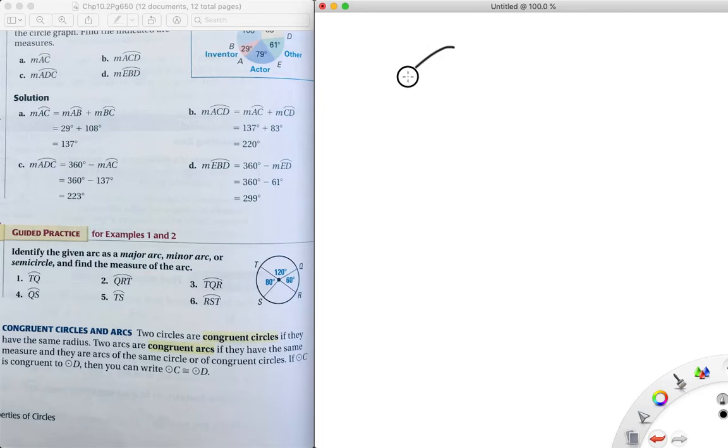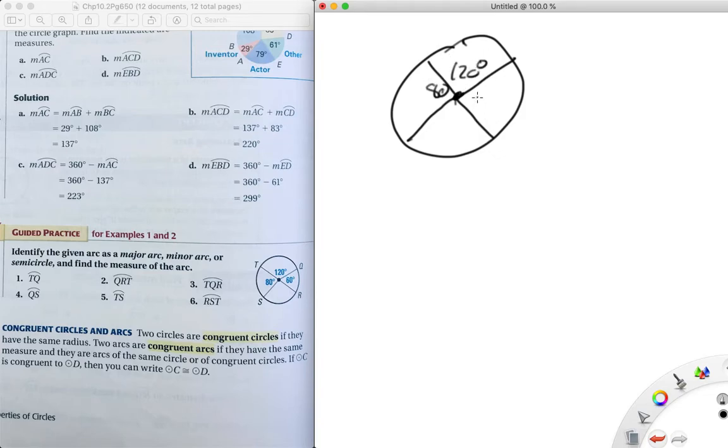All right, so we have this circle. This is 120, this is 80, this is 60. That's T, that's Q, S and R. They want to know what TQ is. From the arc T to Q, since the central angle is 120, it's the same measure as the arc. So TQ is 120 degrees.